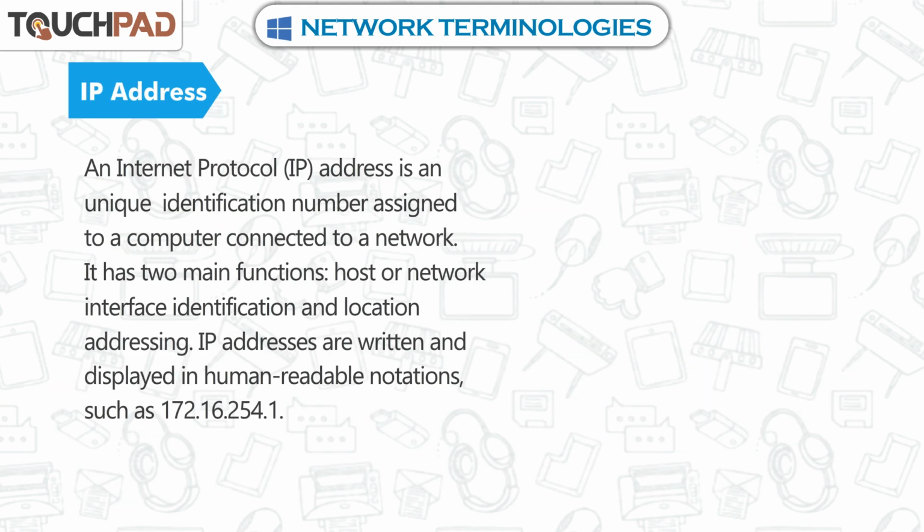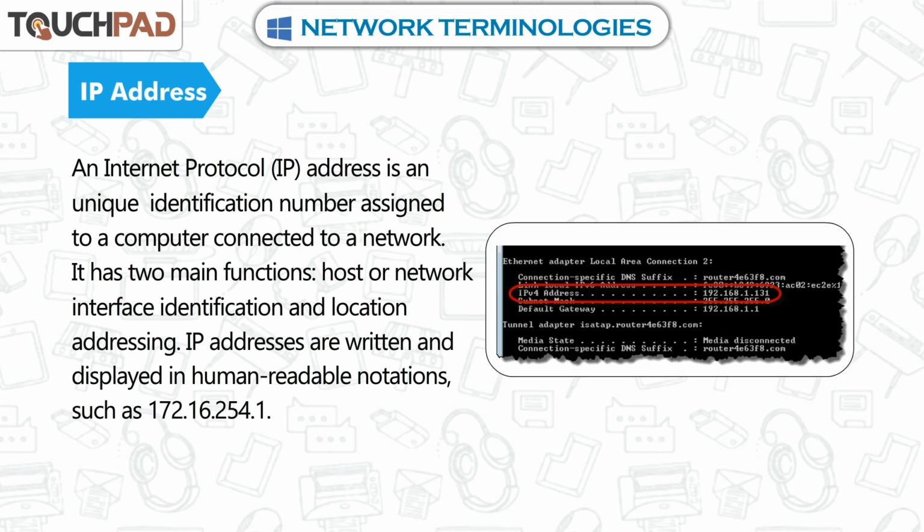IP address. An Internet Protocol, IP address, is a unique identification number assigned to a computer connected to a network. It has two main functions: host or network interface identification and location addressing. IP addresses are written and displayed in human-readable notations such as 172.16.254.1.